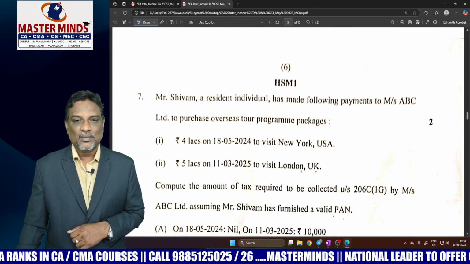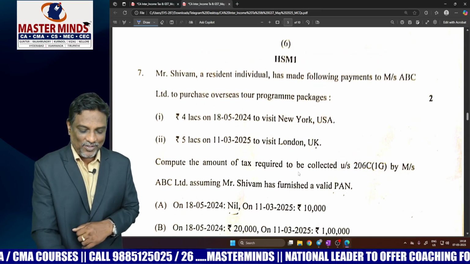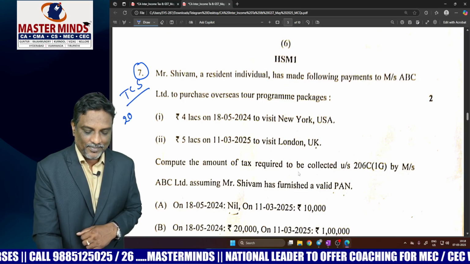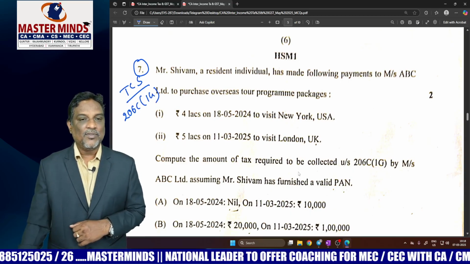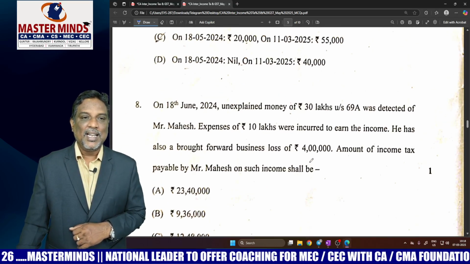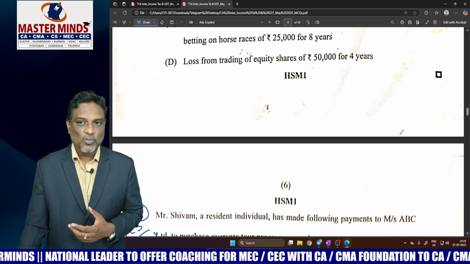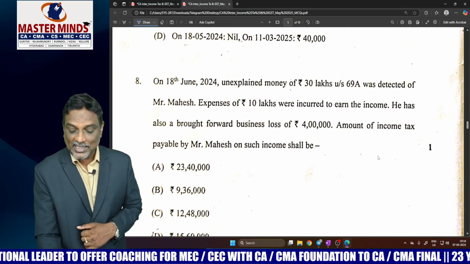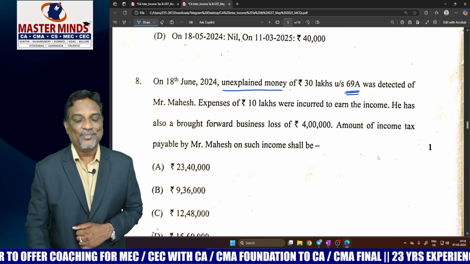Next one, it's a TCS related question, 206C(1G) TCS. That is one of the important points. And the last one, again an individual MCQ, 1 mark. 3 individual MCQs are there: 2 marks, 2 marks and 1 mark. Last point is miscellaneous topics, unexplained money, 64, 69A.